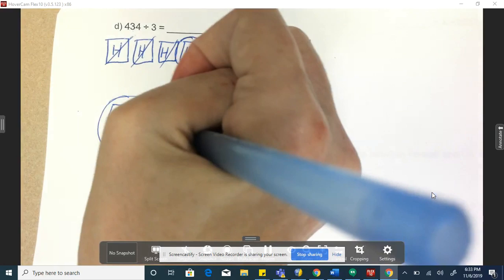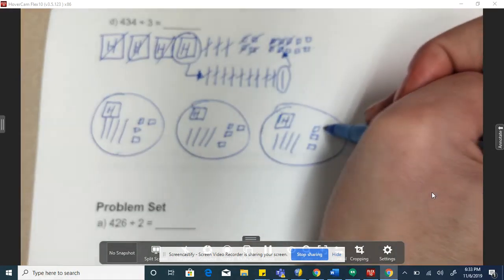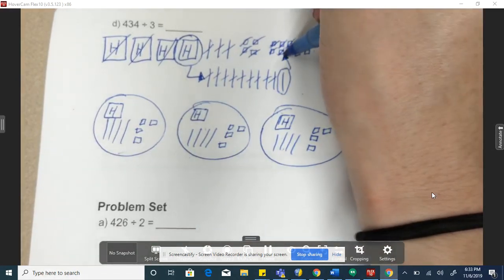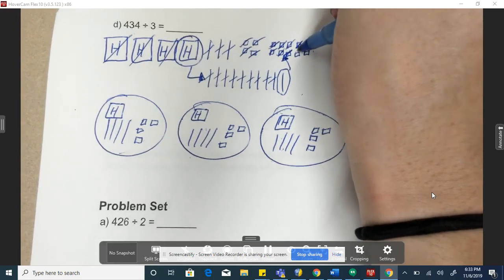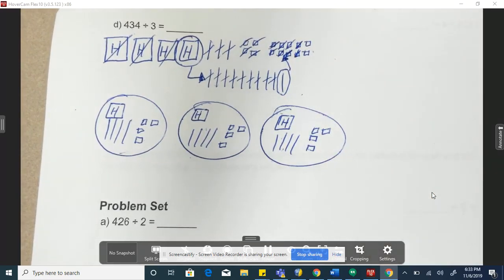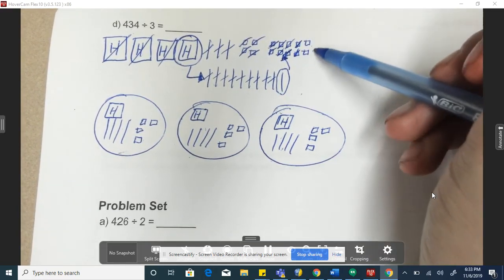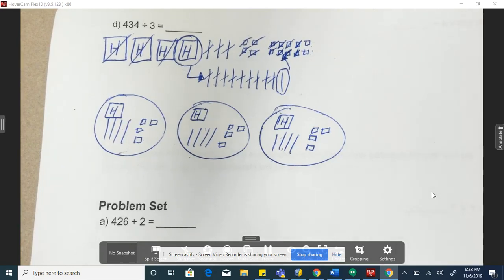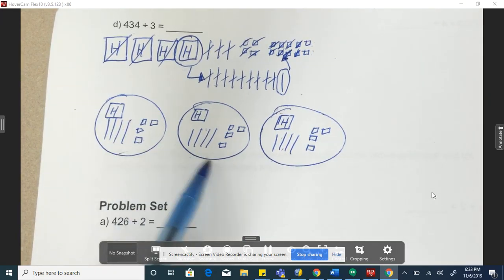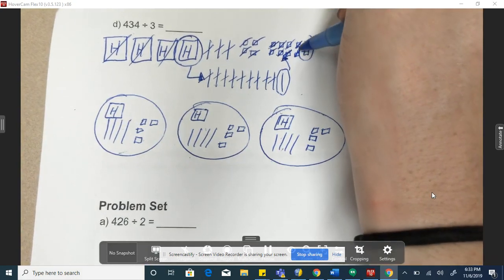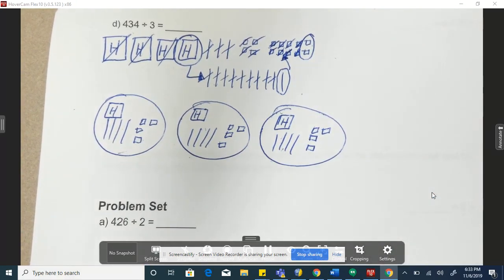Looks like I can put 1 more 1 in each group. I have 2 ones left over. That's not enough to put 1 one in each group. So my 2 ones left over is going to be my remainder.